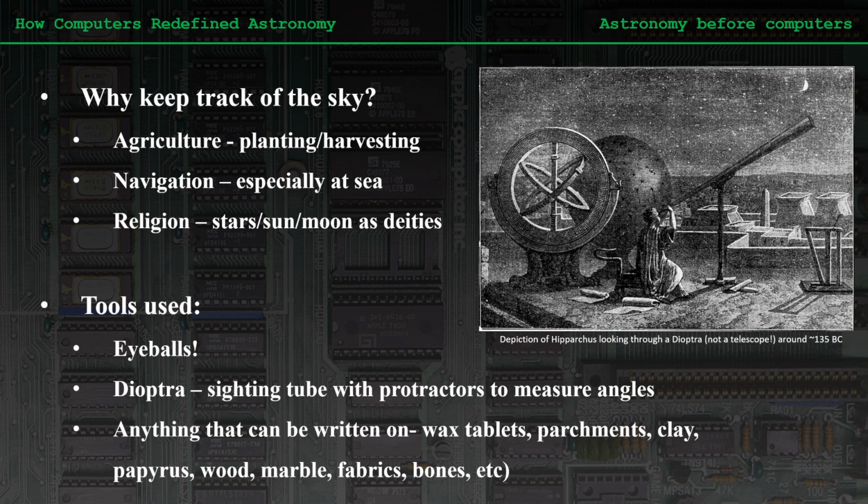The dioptra was the main tool from around the 3rd century BC onward. A dioptra is basically a sight or a tube without any lenses in it. It's used to single out one or a small group of stars. The dioptra was attached to a base with 2 protractors, one to measure the elevation, or the up and down angle, and one to measure the azimuth, or the side-to-side angle. These were used to precisely measure star positions in the sky over time, enabling Hipparchus to produce the first known star catalog.